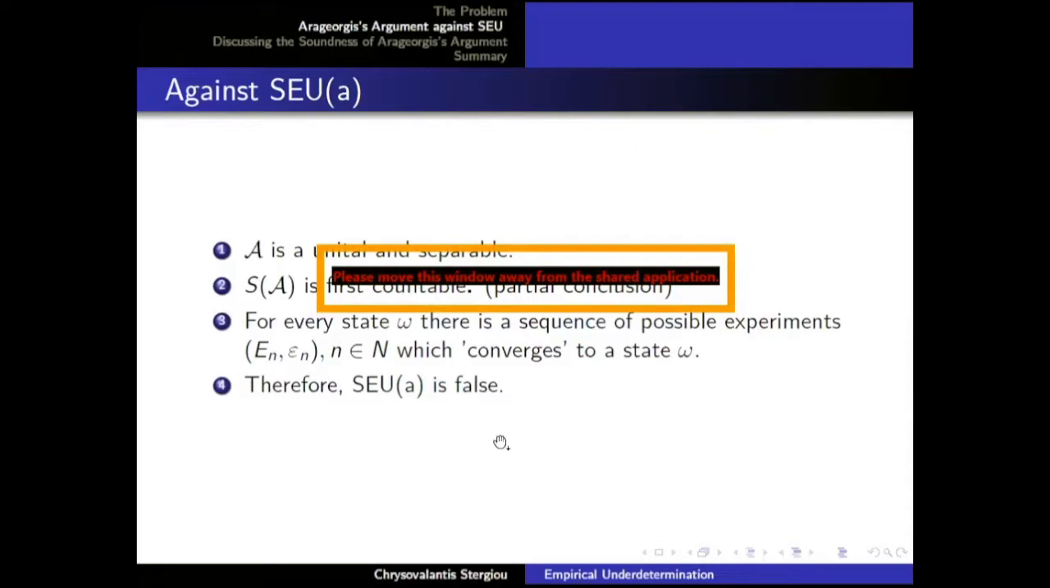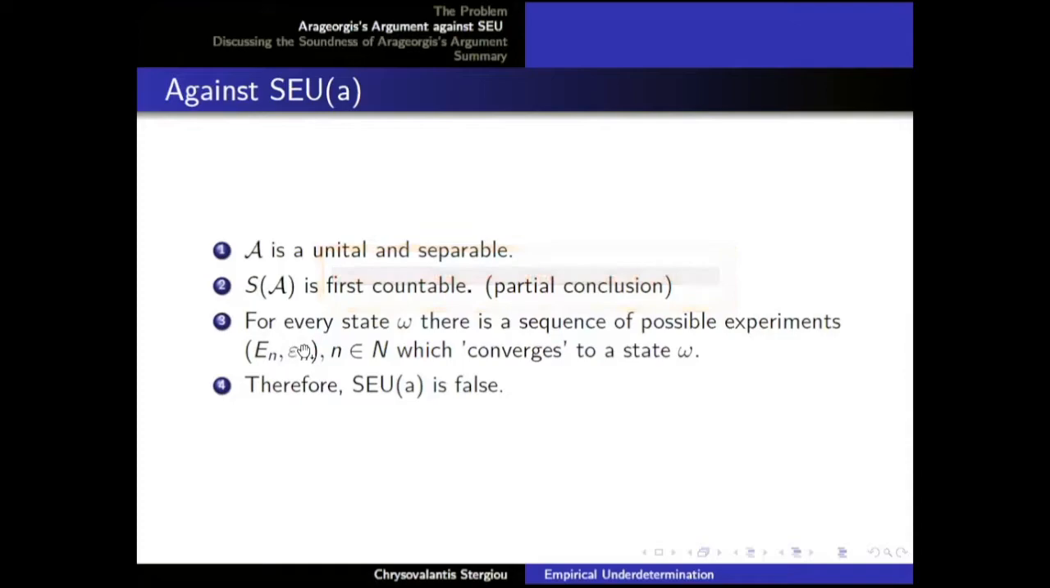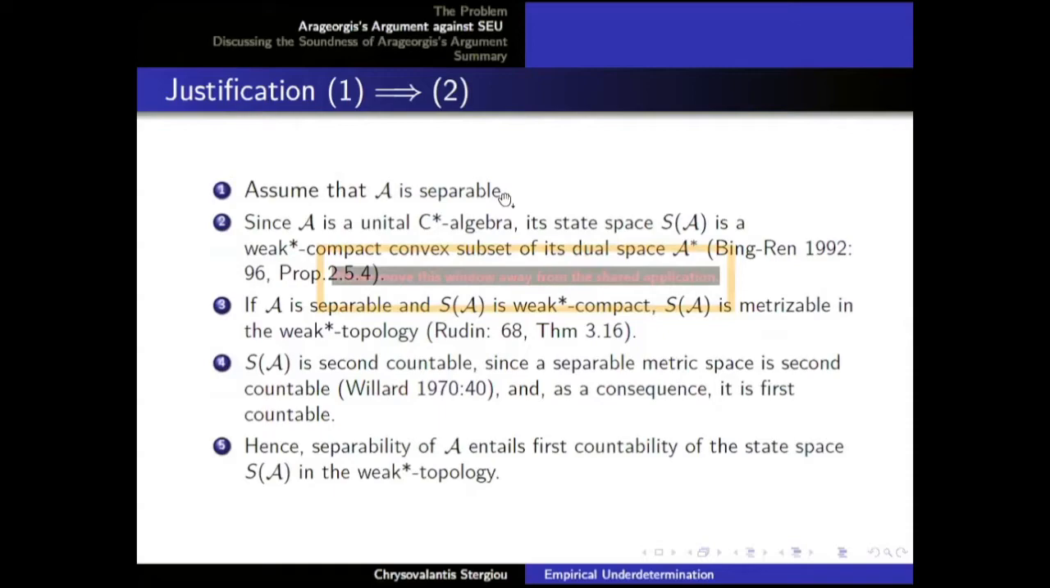This is the outline of the argument, and let's see the details of it. First of all, the transition from 1 to 2, and then we will see how from 2 we go to 3 and then to 4. Now, assume that the algebra of observables is separable.